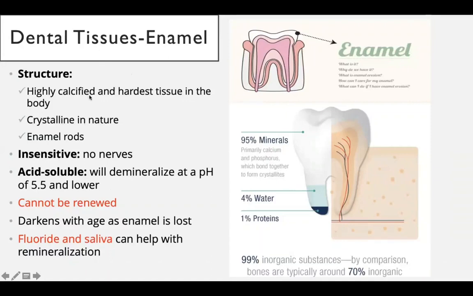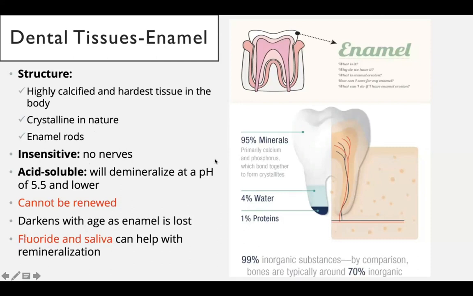Enamel is highly calcified, the hardest, and crystalline in nature because of calcium phosphorus bonds. It is made of enamel rods. It is insensitive, has no nerves, is acid soluble below 5.5, cannot be renewed, and darkens with age.